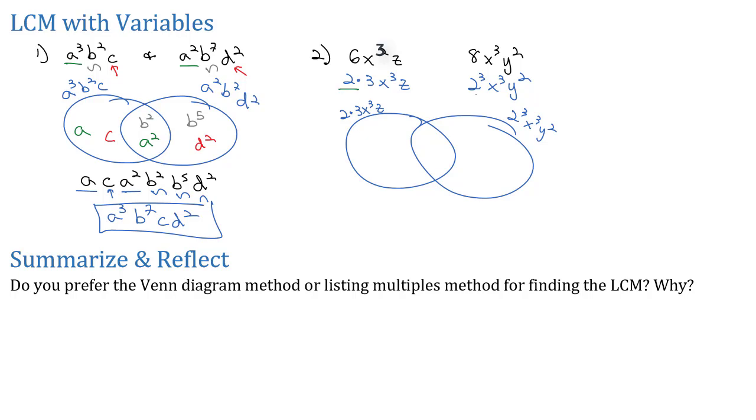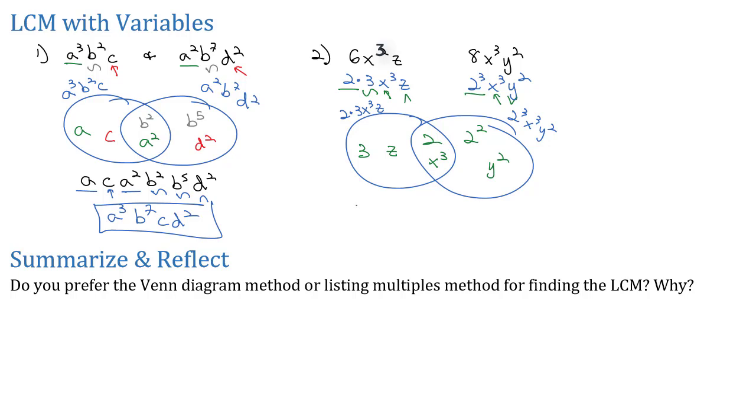Well, when I look at the 2's, they both have at least a single 2 in common. The one on the right has 2 extra 2's on top of that. Looking at the 3, the left one's the only one that has a 3. Notice both of them have an x cubed. So x cubed goes in the middle, and no extra x cubes left over for either side. But the left side does have a z, and the right side does have a y squared.